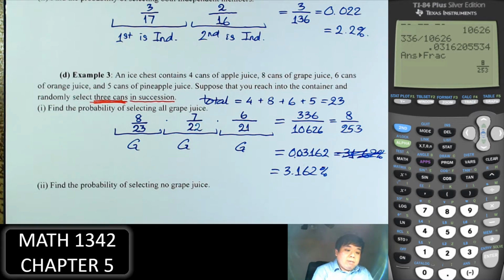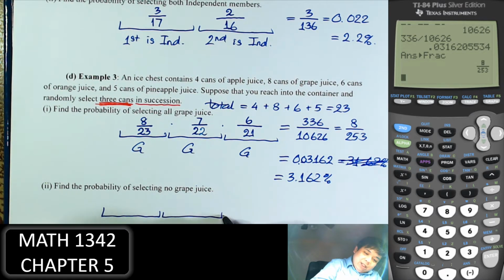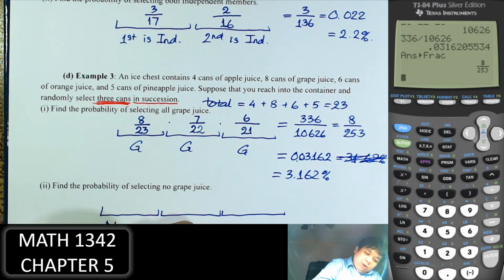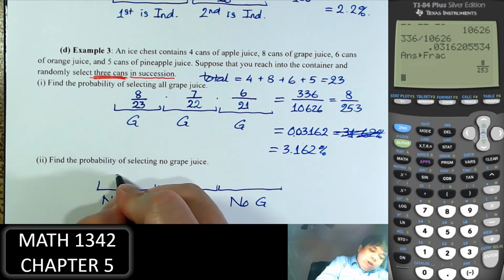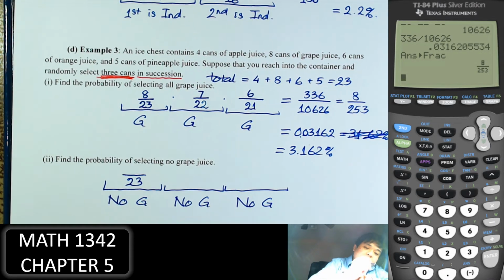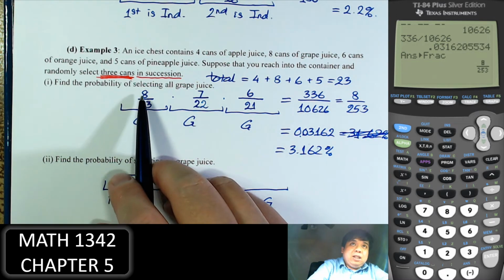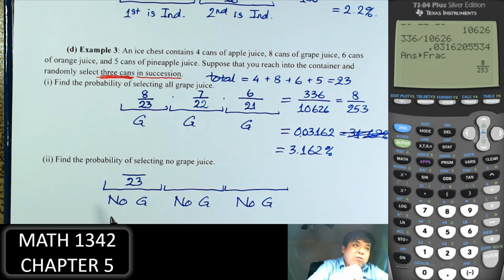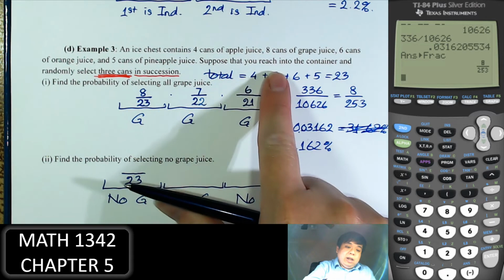Find the probability of selecting no grape juice. Well, that's different. Still select 3 of them, and there is no grape juice on all 3 of them. Right, the total of 23, we know that. Now, the first one is not a grape juice. So originally we have 8 grape juice out of total 23. So meaning that if we don't want grape juice, that will be without the 8.